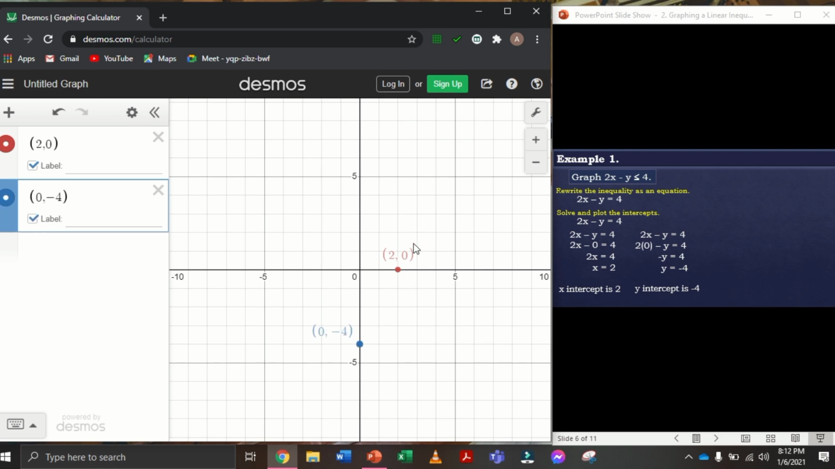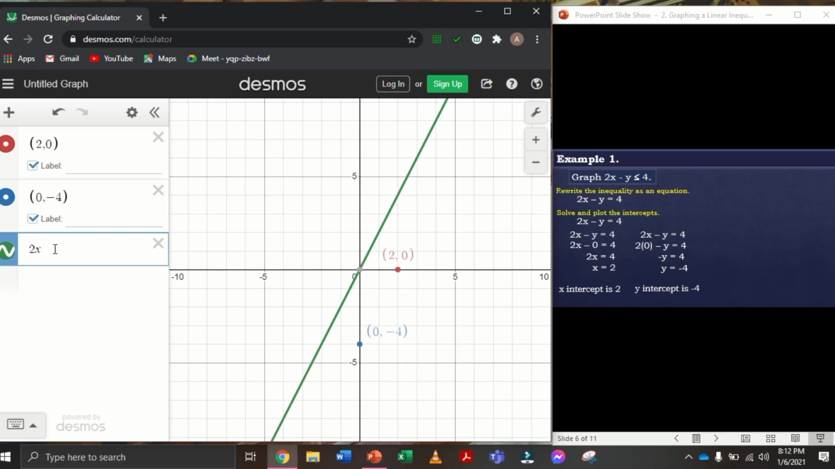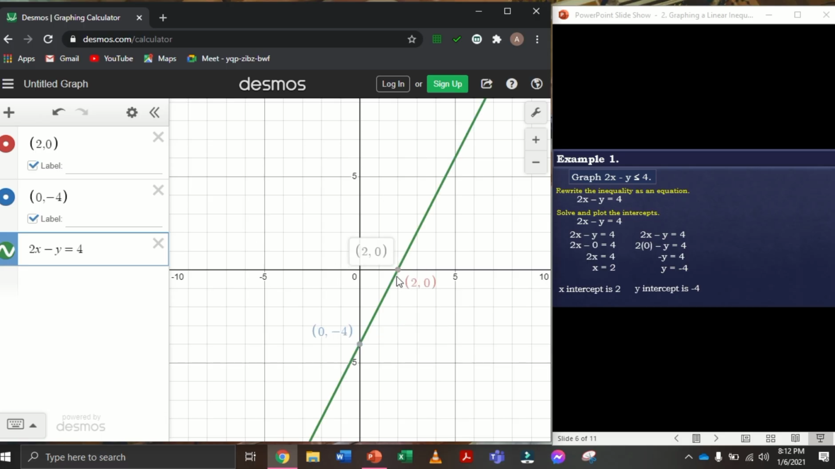Ayun po. Okay, now. So, i-connect natin ito para magkaroon tayo ng line. So, paano natin siya i-connect? Syempre, i-graph natin yung 2x minus y is equal to ano tong given natin is equal to 4. So, ito po siya. Okay, now, we now have the graph of 2x minus y is equal to 4. So, ito pa lang yung graph nung x at y intercept mo.